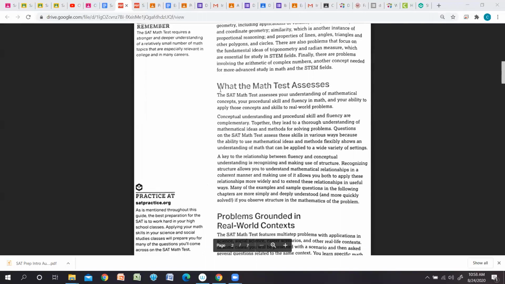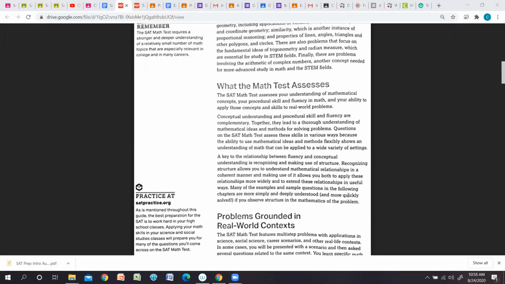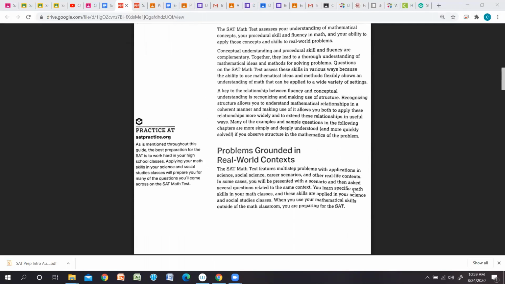On the next page, it says what the math test assesses, and it's like what skills are they assessing. So that's very important, and we'll talk more about that, but make sure you read it. It's not just solving math exactly. How do they do it? That's a big part of the SAT, is how they ask the questions, not just what the topics are.